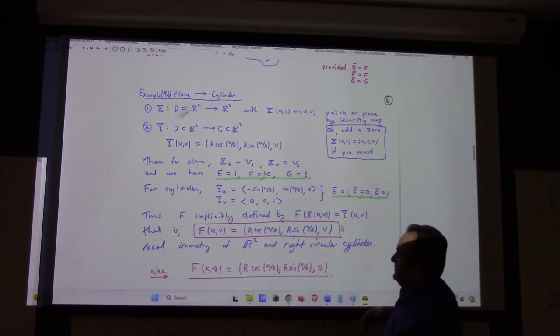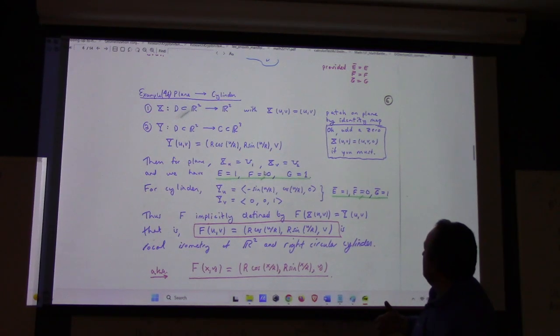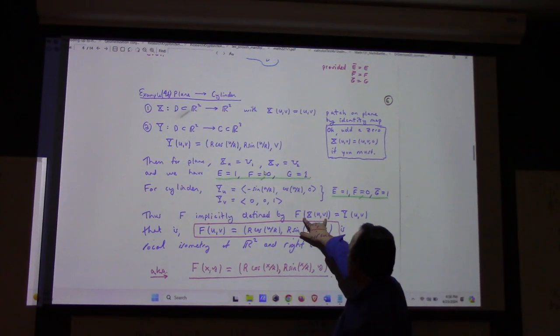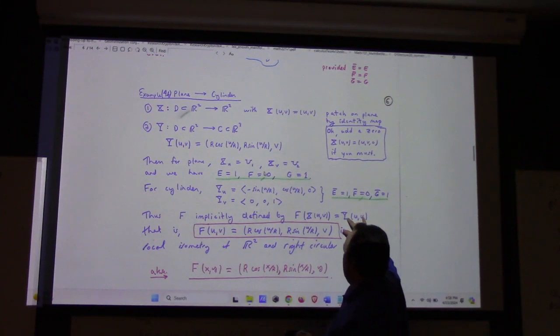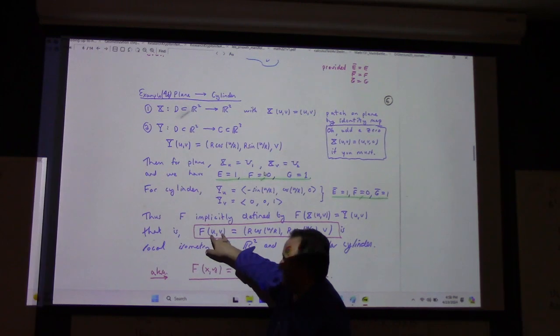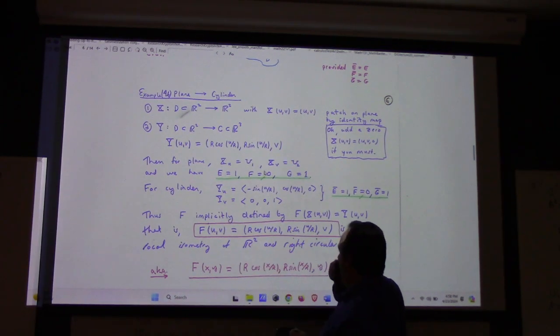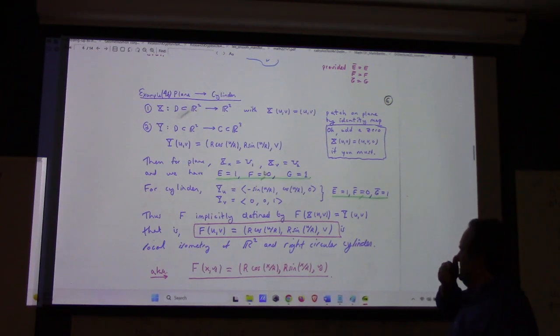So how do you find a mapping from the plane to the cylinder? The argument is that you can define it like this. F of the plane, that's X of the plane, X of (u, v) is that.